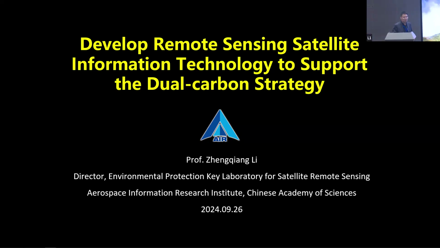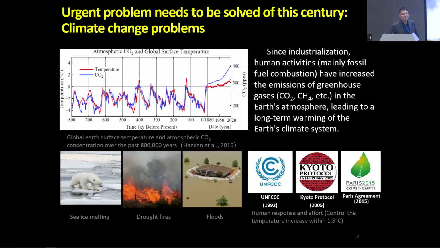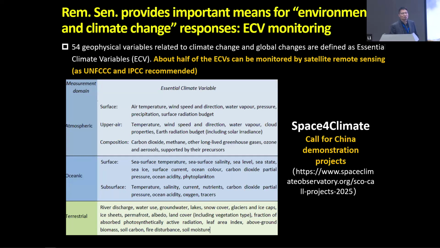Okay, ladies and gentlemen, in China we call the carbon peaking and carbon neutrality the dual carbon strategy. So I will introduce remote sensing technology and satellite information to support this strategy. So there's a very focused, urgent problem needed in this century: climate change. And satellite observation is essential for these Earth's climate variables. About 54 parameters can be observed by satellite globally. So it's important to develop such kind of information and to distribute.